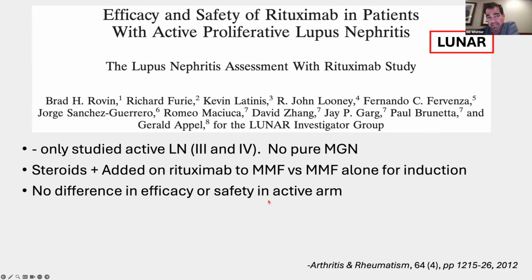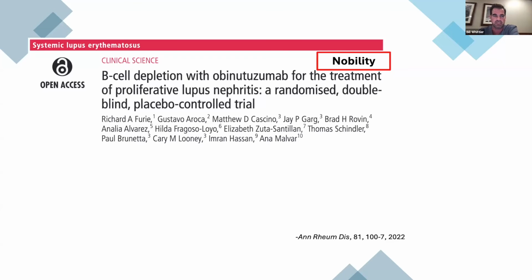So what about the LUNAR trial if we're talking about rituximab? The LUNAR trial was considered to be a failed trial, and what they did was they randomized patients with active lupus nephritis only. They did not have pure membranous in this trial. They had their standard steroids plus MMF versus steroids plus MMF plus rituximab. And there ended up being no difference in safety or efficacy in the active treatment arm with rituximab. And this was like a dagger in my heart because I'm a Rituxabil, but we've got to follow the data. So if it doesn't work, it doesn't work.